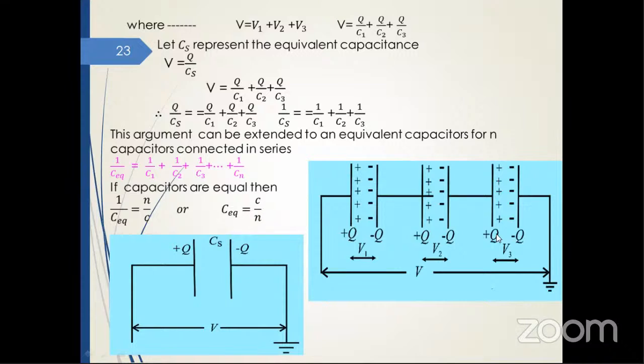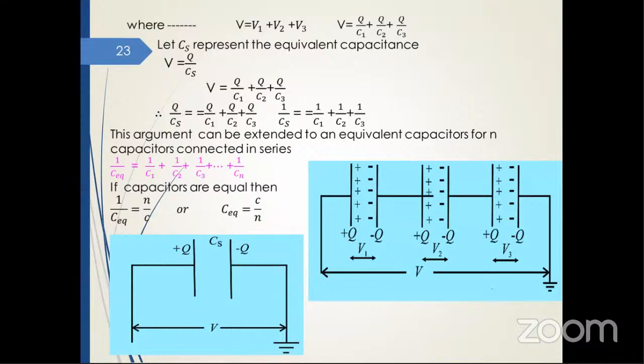In short, we can also represent this circuit with V and, instead of all the capacitors, just CS, the equivalent capacitance in series combination. In this way, we see how we obtain the series combination CS.